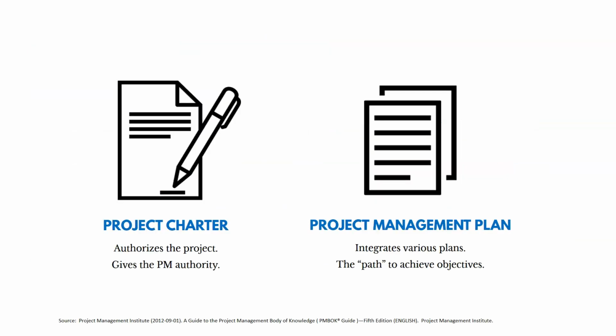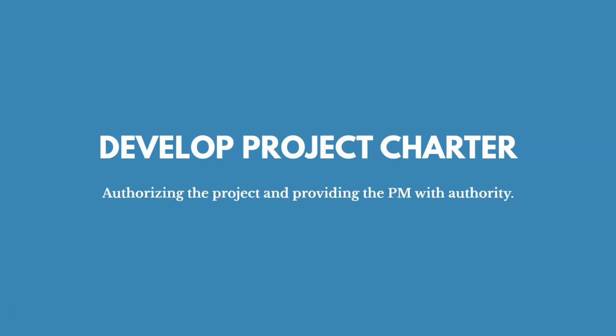As a reminder here, the 2 key documents, the project charter, with authorizing the project and giving the PM authority, and the project management plan integrates various plans together. And remember, it's the path to achieve the project objectives. So let's take a look at the inputs, tools, and techniques and outputs for the first process, developing the project charter. And remember, this is authorizing the project and providing the PM with authority.